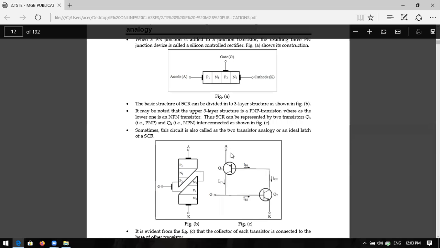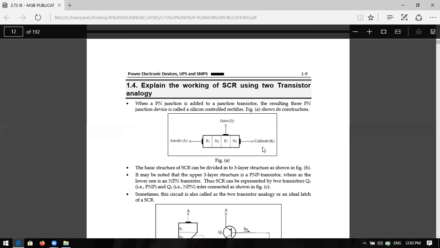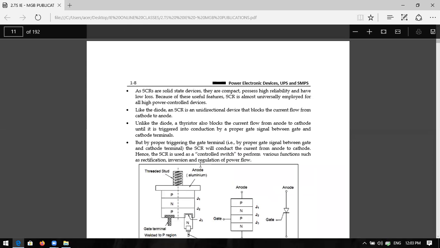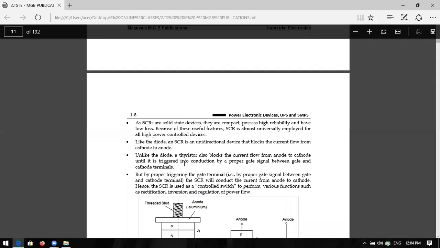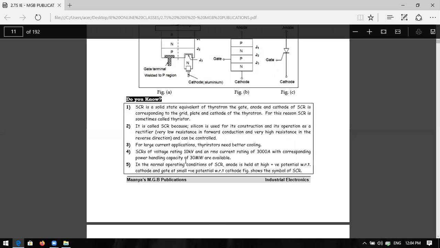It is a PNP transistor and an NPN transistor. So this is the PNPN device with anode, cathode, and gate, symbolized like this. The construction looks like this. Is it clear or not? Why is it called a control switch? Why can the SCR be called a control switch? Why?